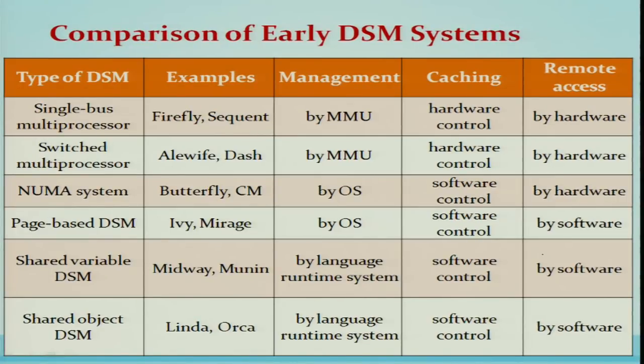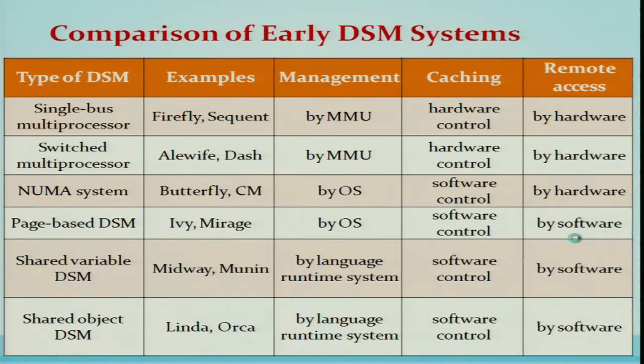Now, the types of shared memory systems we are seeing in this matrix are single bus multiprocessors, multiprocessors, and page-based shared memory, shared variable distributed shared memory, and shared object distributed shared memory. So these are different types of distributed systems, and they use different kinds of caching methods. Some are using hardware, and some are using software, and remote access is also done by hardware in some, while the others realize it using software.